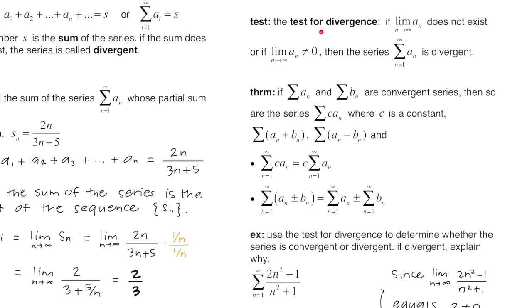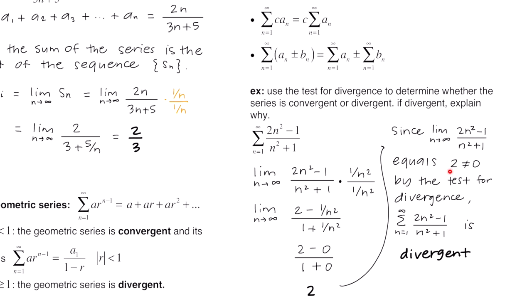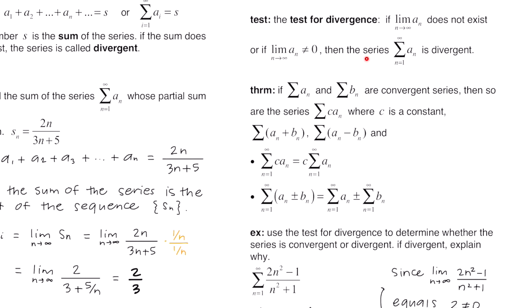And I want to point out one more thing for the test for divergence. If the limit of a sub n does not exist, or if the limit of a sub n doesn't equal 0, like in our last problem where it equaled 2, and that's obviously not 0, then you can conclude that the series is divergent. What I wanted to point out is that it doesn't say anything about convergence. So if you work out your problem and you get that the limit of a sub n equals 0, you can't conclude that the series is convergent. You would have to use some other process. And again, it just doesn't show us anything about being convergent. So that's just something to make sure to pay attention to when you're working out problems.